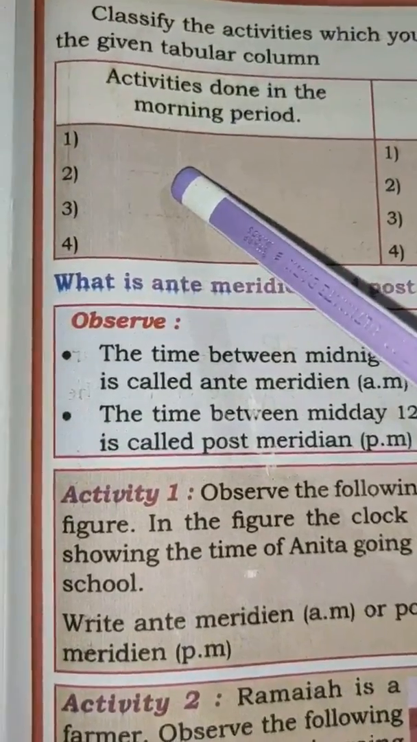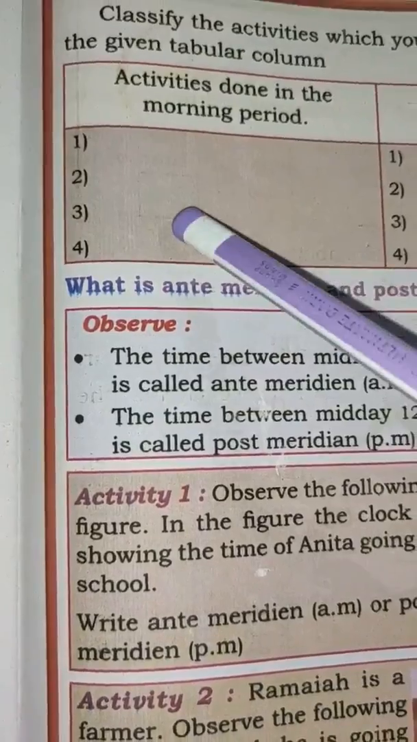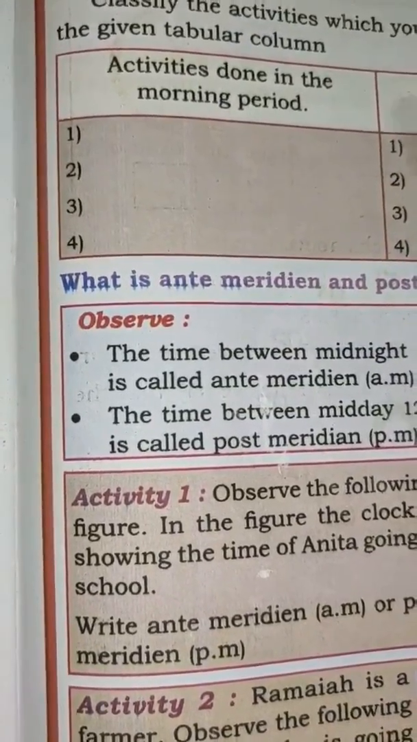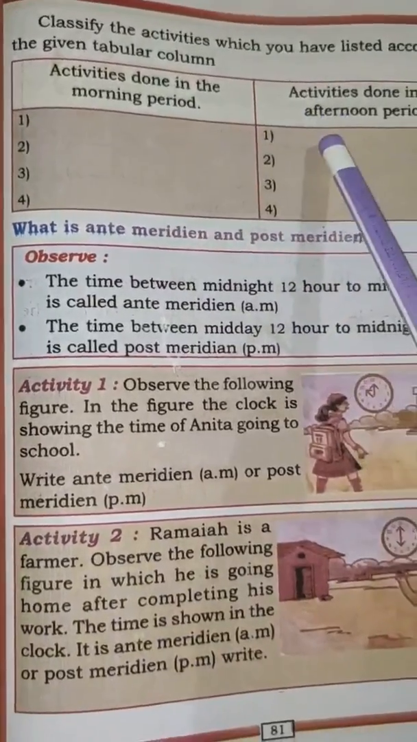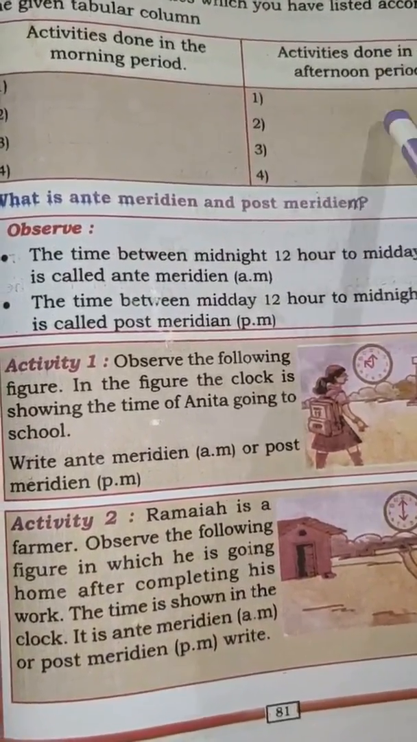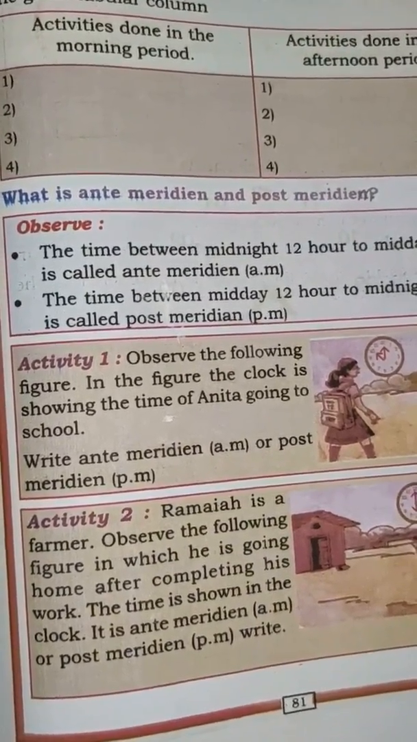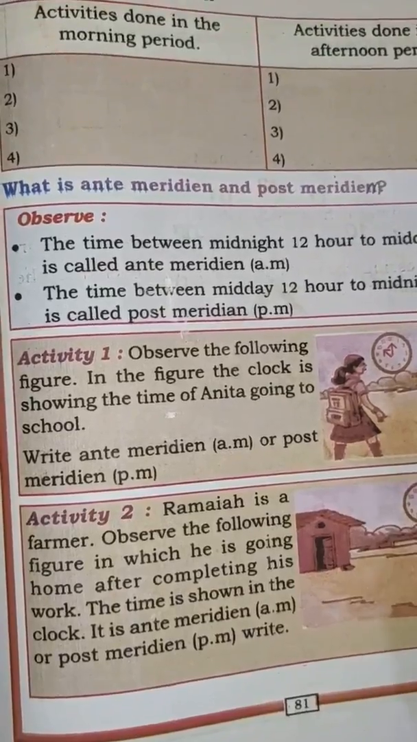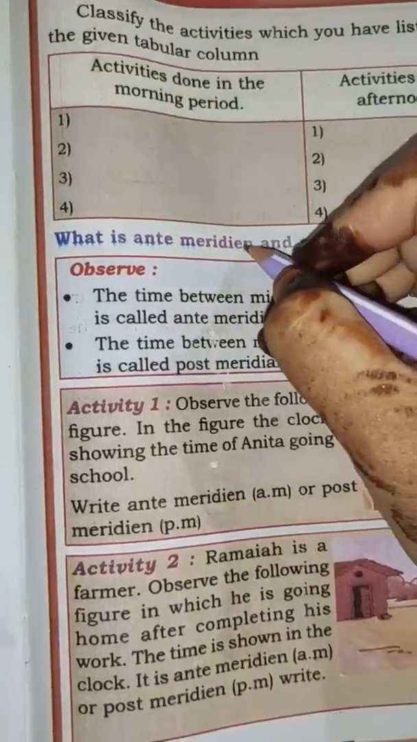What will you do in the morning? You will get up, brush, bathe, go to school, or have breakfast. You will do that in the morning. Yes or no? Then in the afternoon, what will you do? You will go home, you will study, you will eat, you will sleep. After, that means in the afternoon. Yes or no? So now we'll see what is this anti-meridian and post-meridian.